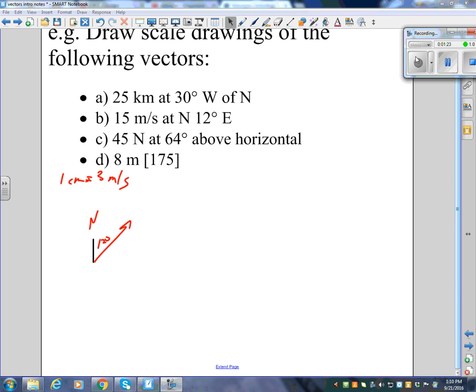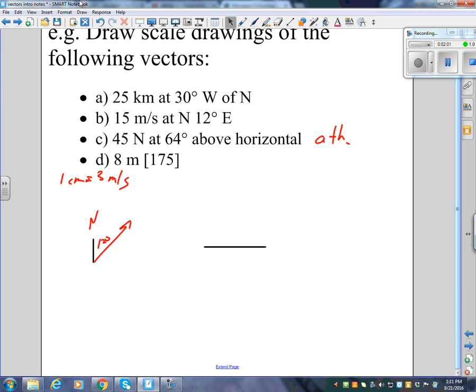So now let's look at the next one. This one always causes me some grief, and really it's just a starting point for a conversation. So if you get something like this, 45N at 64 degrees above horizontal, everyone kind of goes, what? I haven't seen anything like this before. The N stands for newtons. That's your unit. Above the horizontal, sometimes abbreviated to ATH, above the horizontal. All that means is instead of north, east, southwest, you've got a horizontal line, like so, and you simply go how many degrees above?